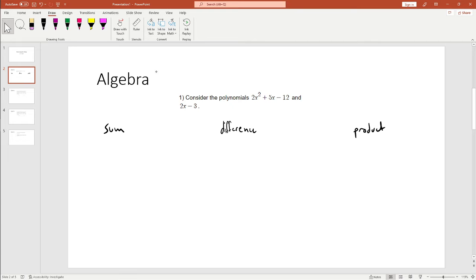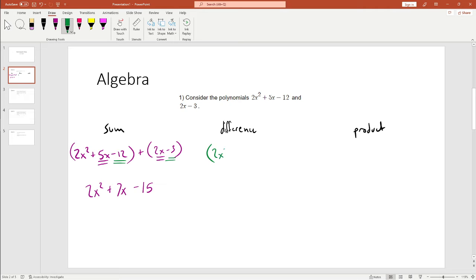You'll do that later. So to find the sum, all I'm going to do is combine my like terms. I'm going to rewrite this as 2x squared plus 5x minus 12, in parentheses, plus 2x minus 3. I don't see any other x squared terms. I can combine this 5x with this 2x to get plus 7x. And then I can combine this minus 12 with this minus 3 to get minus 15.